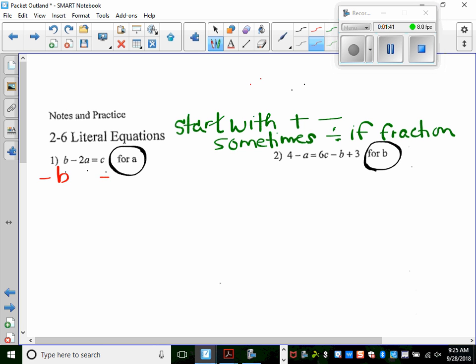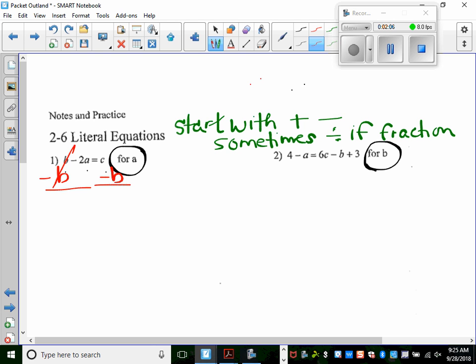Now notice when I subtract B over here, I did not align it directly under the C. Does anybody know why? Yes. Very good. They are different variables. You cannot add an A to a B. You can't add different letters to one another. So don't line them up directly under each other because you cannot combine them together, right?